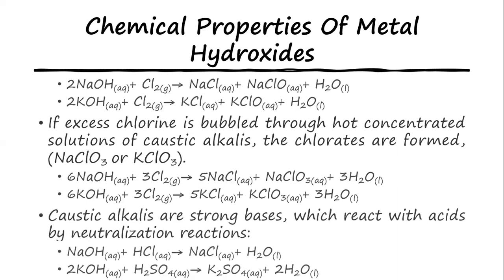Now, the caustic alkalis are strong bases, which means that they react with acids by neutralization reactions. As you can see from the examples, sodium hydroxide plus hydrochloric acid leads to sodium chloride plus water. The same goes for potassium hydroxide plus sulfuric acid, which leads to potassium sulfate plus water.